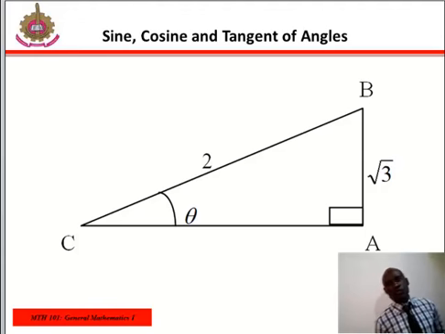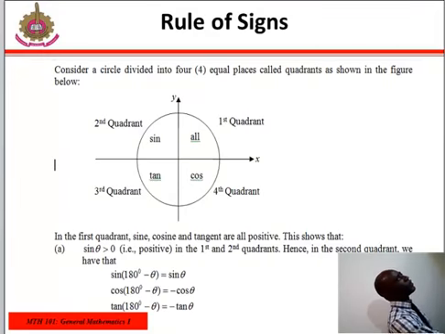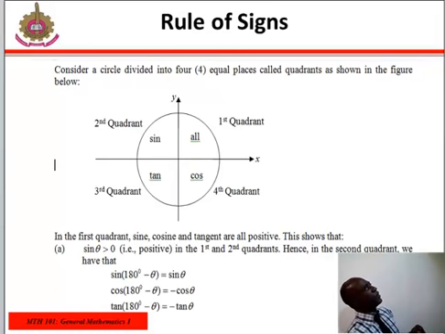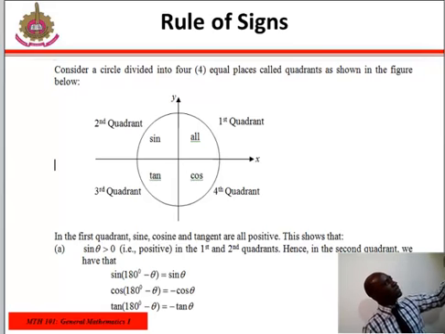Now, having gone through the sines, cosines, and the tangents of angles with some examples, we are continuing now by looking at rules of sines. Now, let's have a circle divided into 4 equal parts called quadrants, which shows as this. We have the first quadrant where all the sine, the tan, and cos are positive.